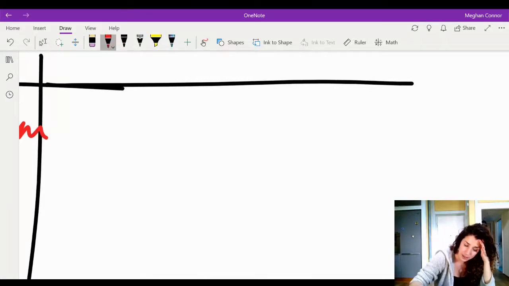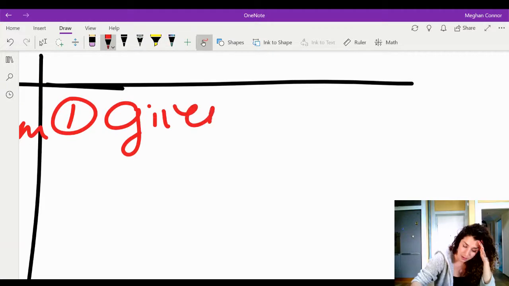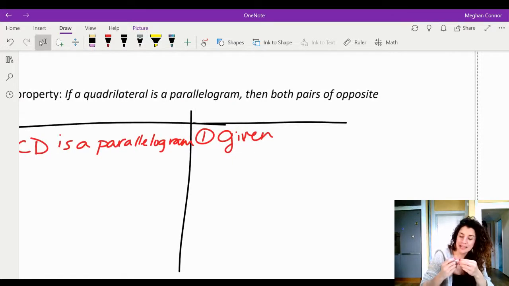Ooh, sorry. I'm getting a hole in my stylus.